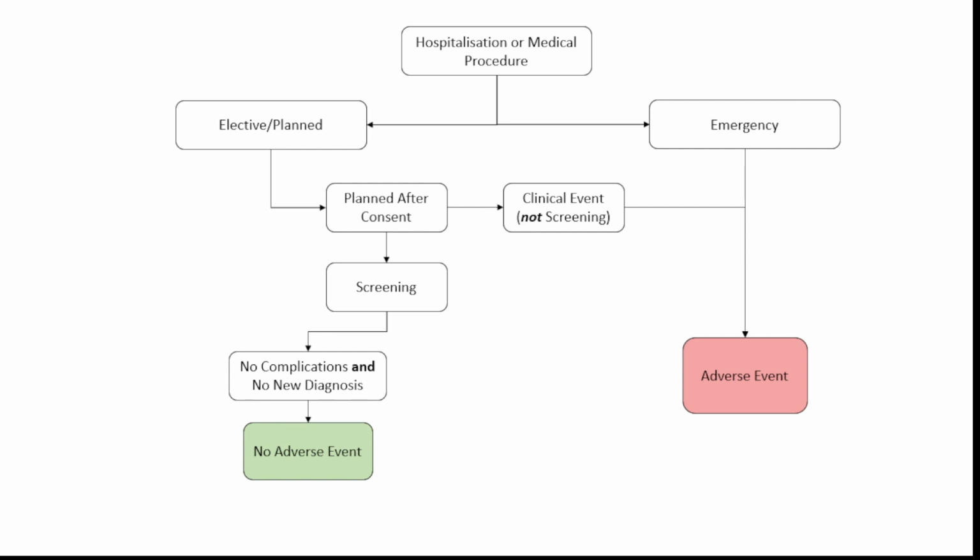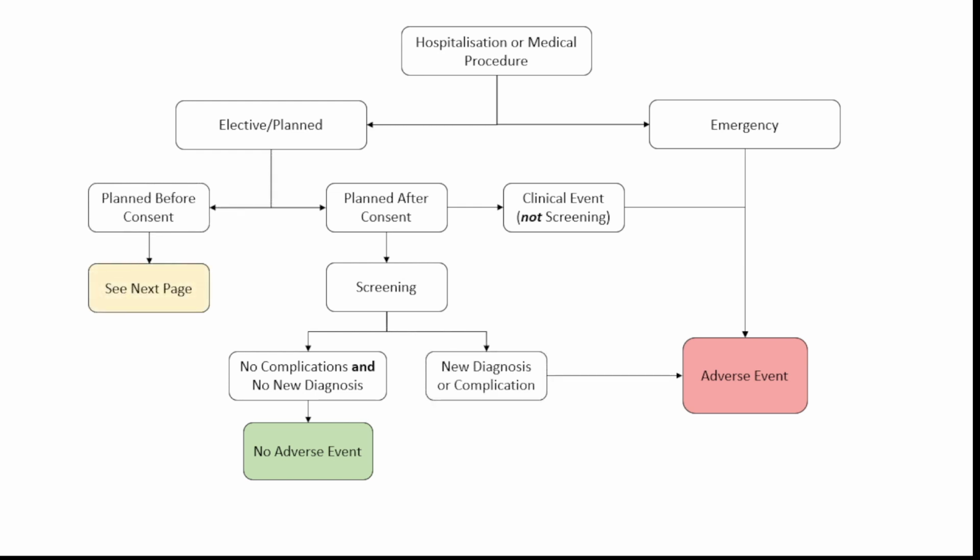So screening things, as I've said, screening that is uncomplicated. And when I say uncomplicated, that means somebody goes and has a normal colonoscopy but doesn't get an infection as a result of the colonoscopy, or hasn't had bleeding as a result of the colonoscopy, or something else happening. If it's planned before consent, so that's back to what I was talking about with the hip replacement, it may or may not be an adverse event.